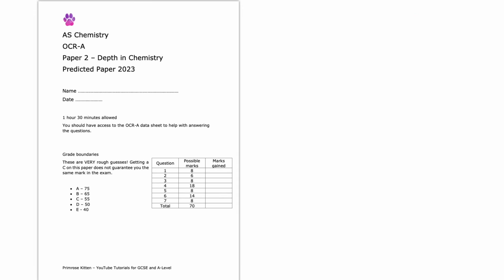Hi everyone and welcome. Today we're going to have a look at this AS Chemistry for OCR. It's a paper 2 depth in chemistry paper and it is your predicted paper from Primrose Kitten for 2023. So you have an hour and a half to do this paper in the exam, but for now just allow yourself the time to really understand how to do each question, and anything you get stuck on I am here to help you.